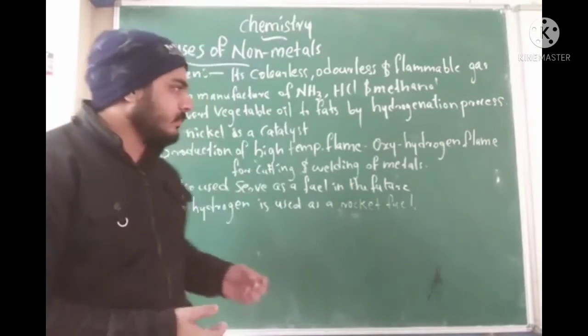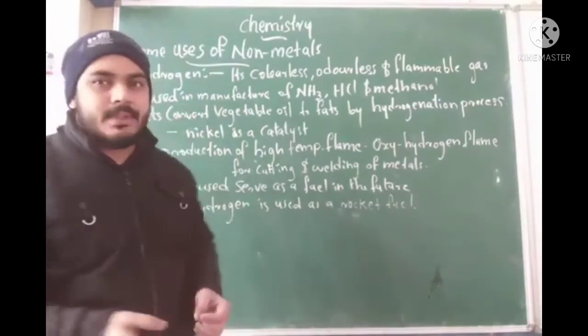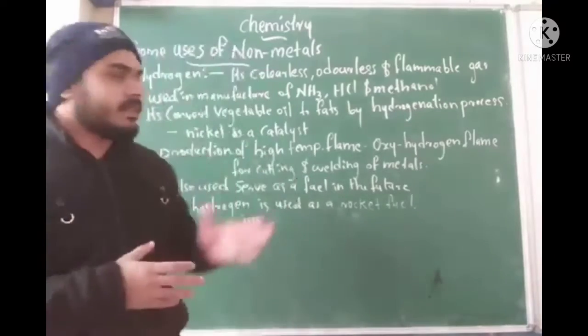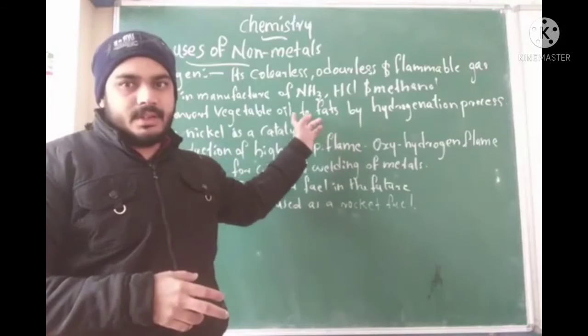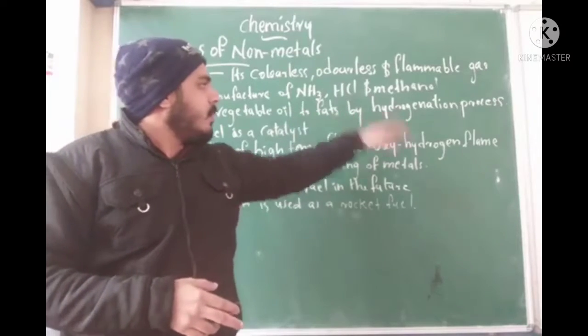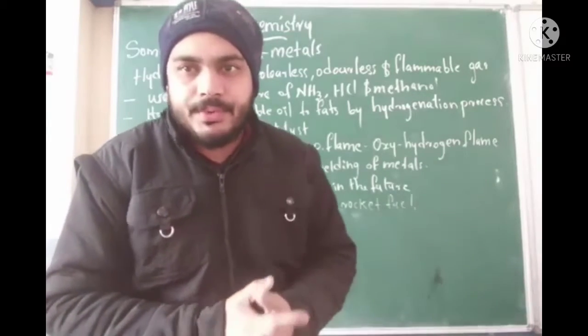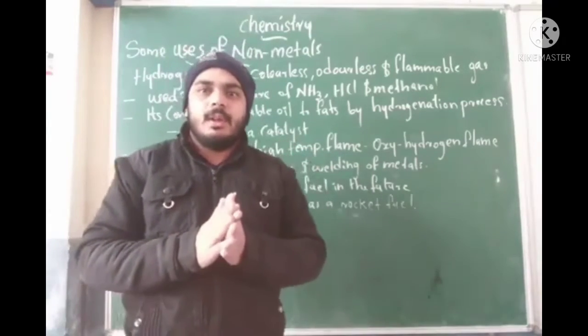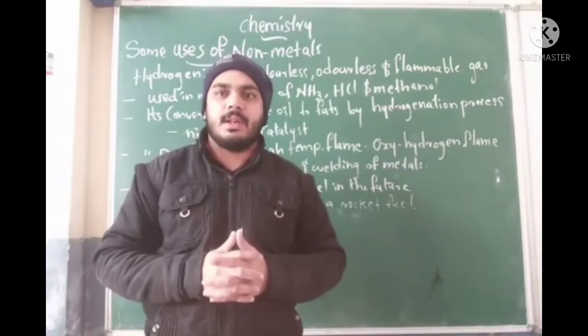And next one, hydrogen is used to convert vegetable oil to fats by the hydrogenation process. In the hydrogenation process, a catalyst is very important.